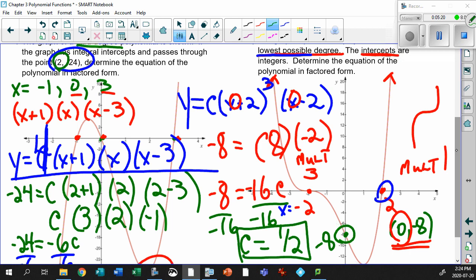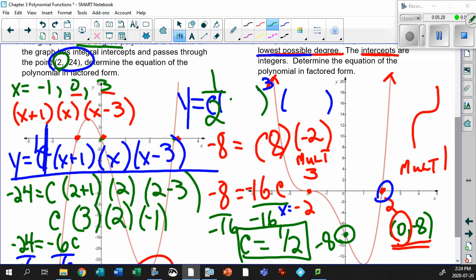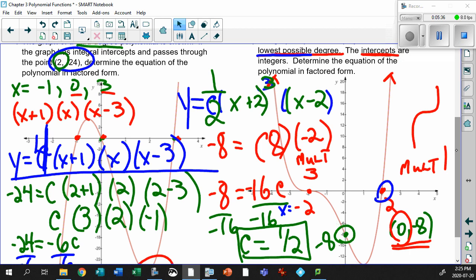Interesting. So change this C value to 1/2. Clean this up a little bit. Boom, boom. Remember, our multiplicities were x plus 2 cubed and x minus 2. And that's how you solve these stretch factor questions with unknown C's.